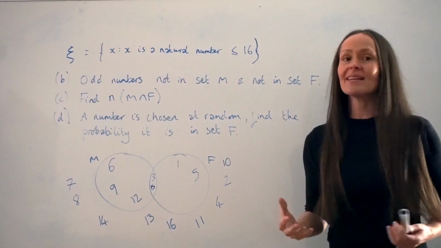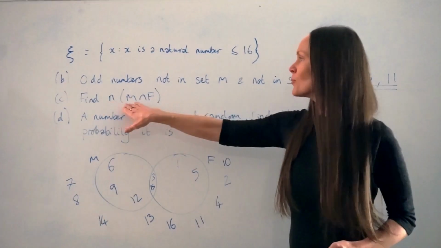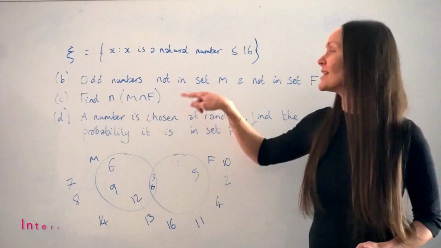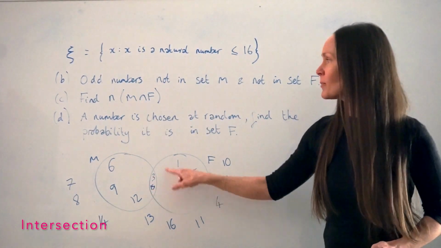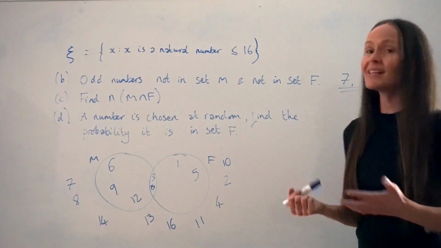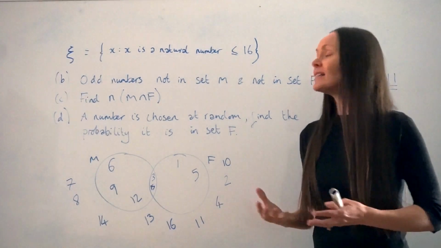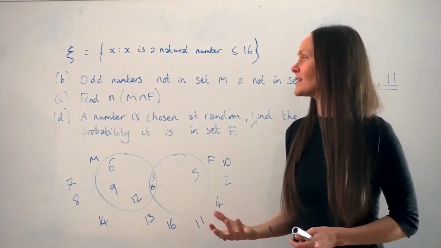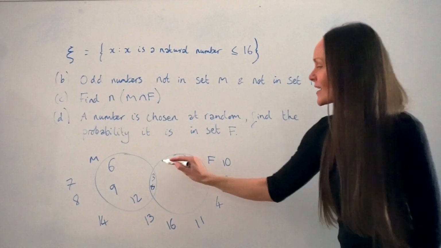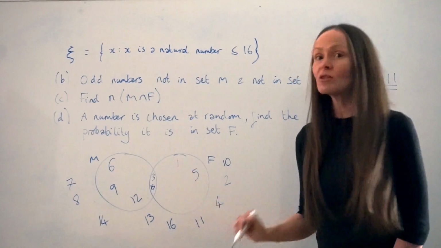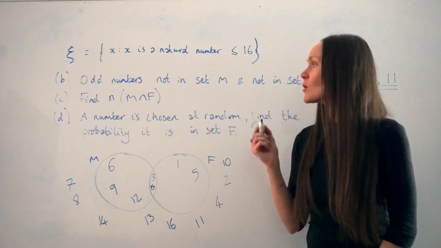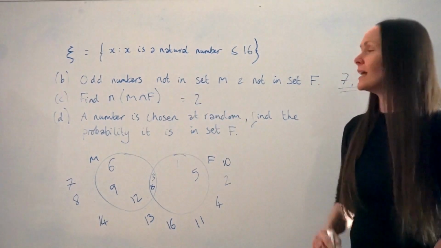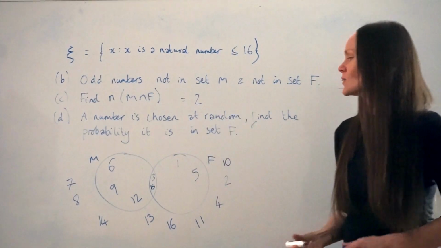Now on part C, it says find n(M ∩ F). Okay, so this symbol here means the intersection, so the overlapping part of sets M and F. And this letter n means find the number of elements that lie here, okay, so on the intersection. So if you look at the intersection part here, you can see there are 2 numbers, 3 and 15. So the number of elements within the intersection is 2. Okay, and if there had been 3 numbers here, you would write 3 and so on.